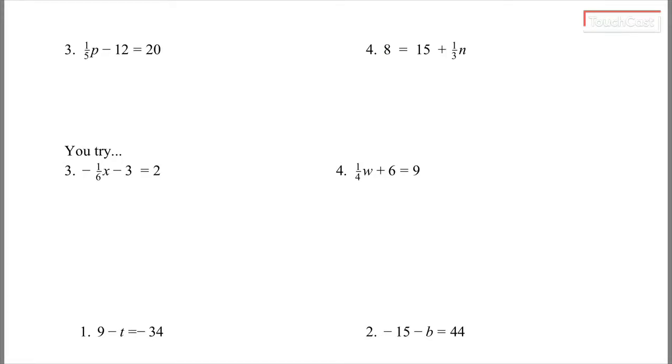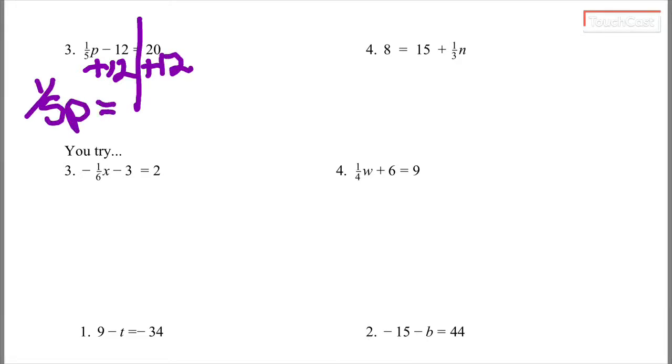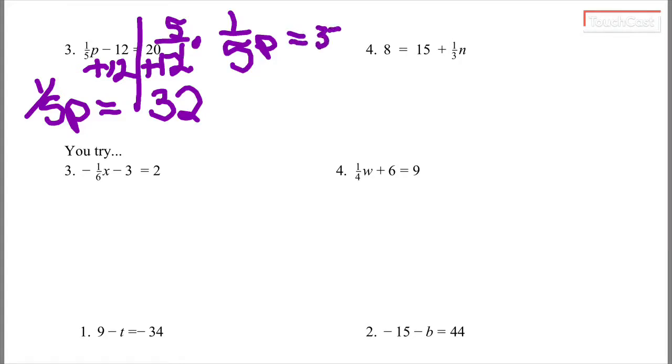So here, again, add 12 to both sides. So then you have 1/5 p equals 32. To get rid of a fraction, remember you must multiply both sides by the reciprocal. So we would do 1/5 p times 5 over 1 equals 32 times 5 over 1. Okay, so then p equals 32 times 5.